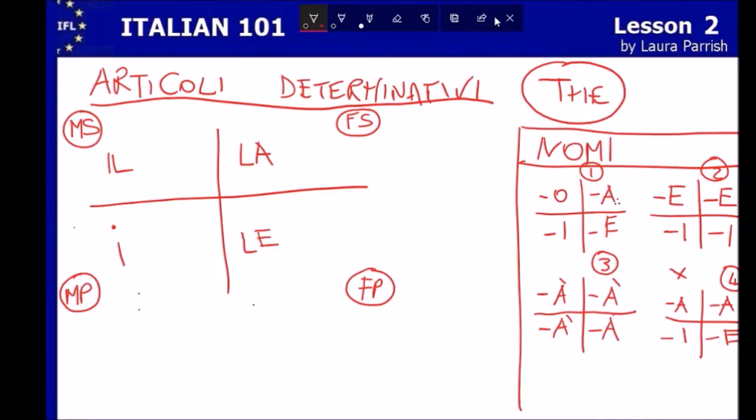Excellent. Okay, so now let's go with another word, for example, that belongs to the second pattern. We have, for example, elefante.